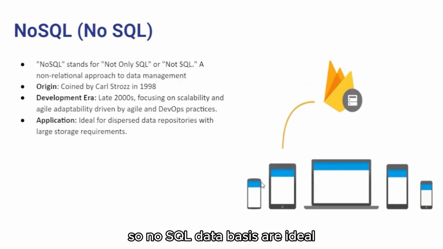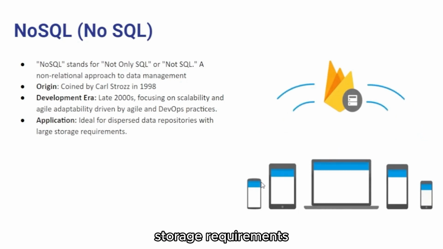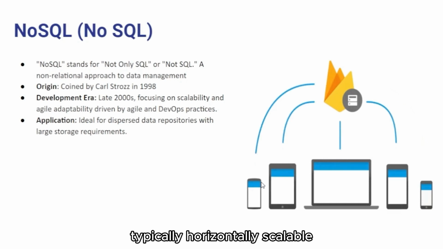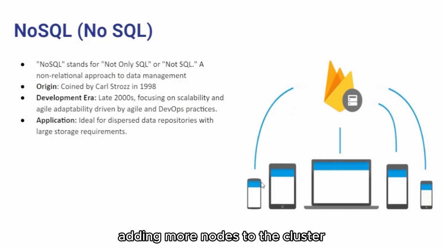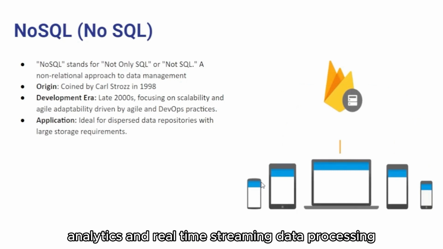NoSQL databases are ideal for dispersed data repositories with large storage requirements. This is because NoSQL databases are typically horizontally scalable, meaning that they can be scaled out by adding more nodes to the cluster. So this makes NoSQL databases ideal for applications such as big data analytics and real-time streaming data processing.